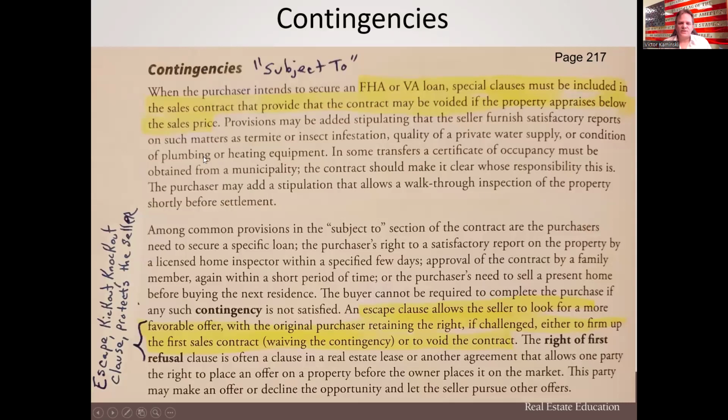All right, so on page 217, let's write this in. Next to contingencies, let's write subject to, because usually contingencies are added to contracts with the words subject to in there. The purchase is subject to this, that, or the other thing, okay? When you see that term subject to, it usually has to deal with that.